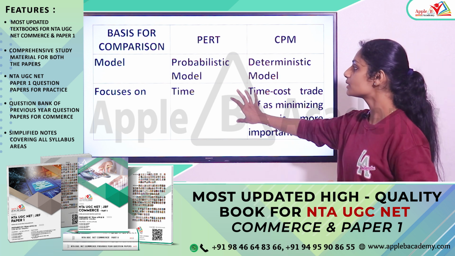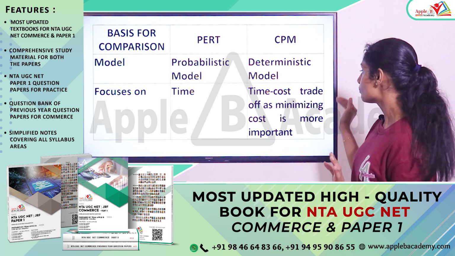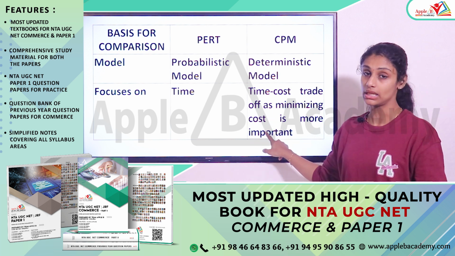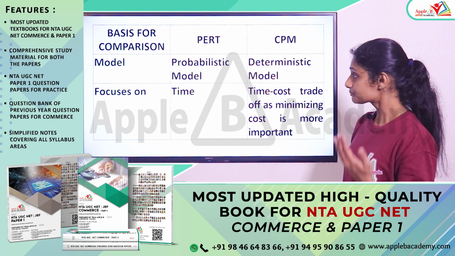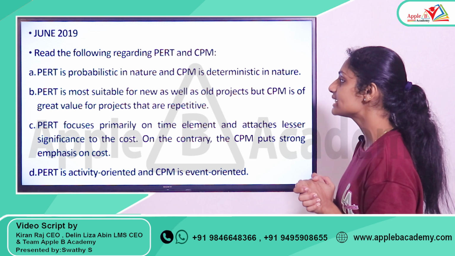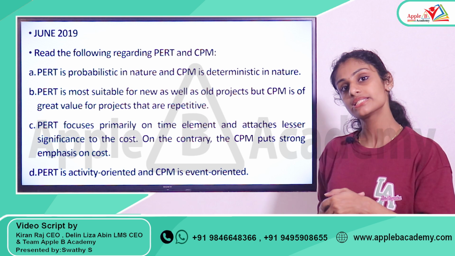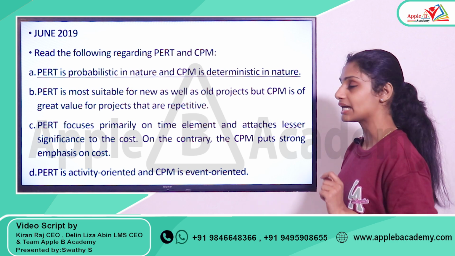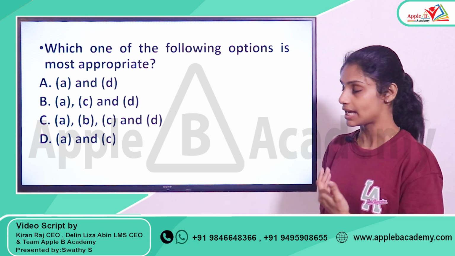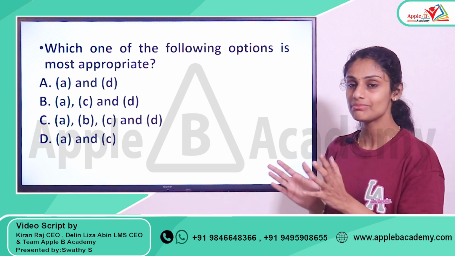As I already mentioned, PERT is giving focus to time. In case of CPM, it is making a comparison between both time and cost, but it is giving more importance to cost. That point is very important. Okay, and now we are able to answer this question with this information. The first one, PERT is probabilistic in nature and CPM is deterministic in nature. Is it correct? Yes, option A is correct. So now you can go through the options and identify whether option A is there. So in all options, option A is there. So now we are not able to eliminate any options.